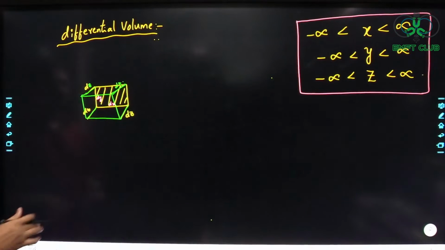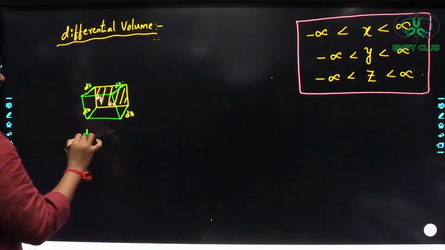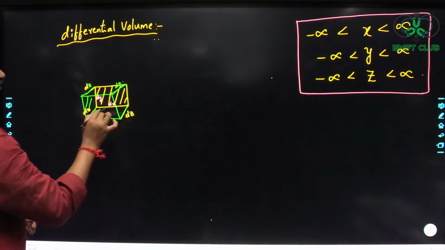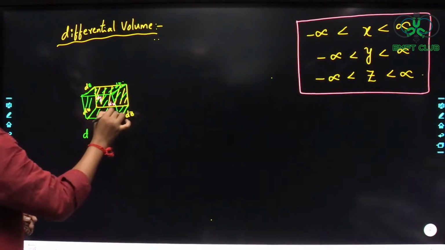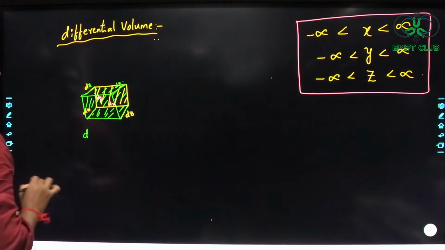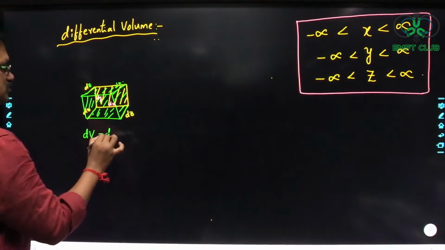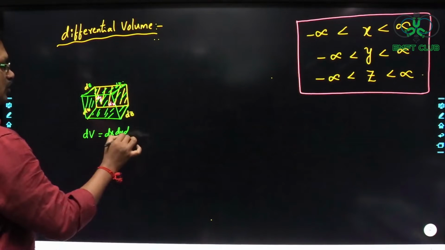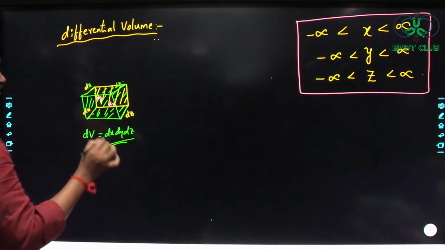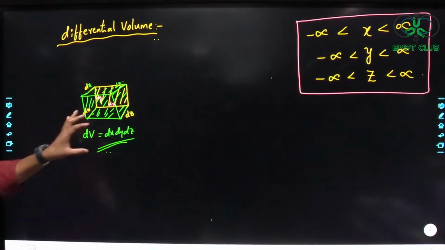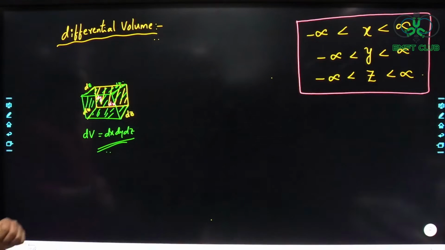So what is this volume here? This volume I am representing with a small differential. This is the volume you are going to get. So this volume I am representing with dV, which is equivalent to what? Which is equivalent to dx dy into dz. So this is the small differential volume that you are going to get.